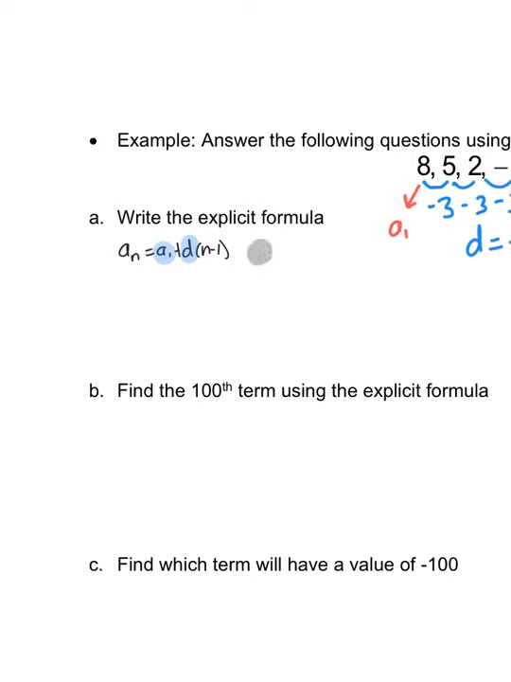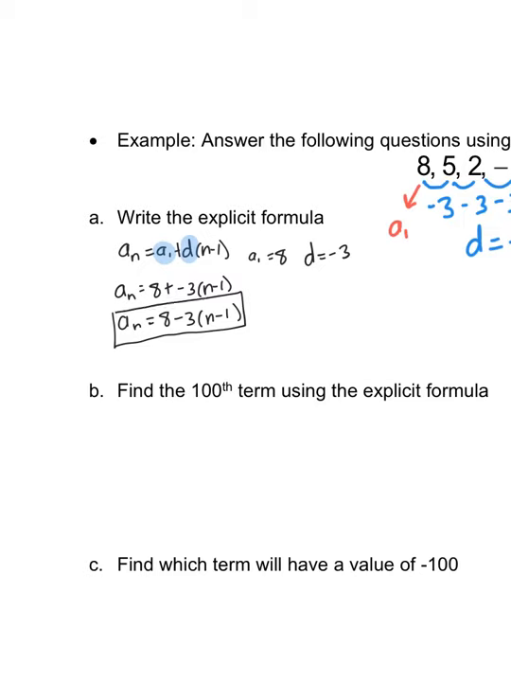So we said that A1 is 8, and my difference, we said, was minus 3. So I'm just going to substitute those two in there. So I have A sub n equals A1, 8, plus D, negative 3, times n minus 1. And then to make it look pretty, I can just put minus 3 times n minus 1. Okay, so the only letter that should be left there is the n. So that would be my explicit formula.